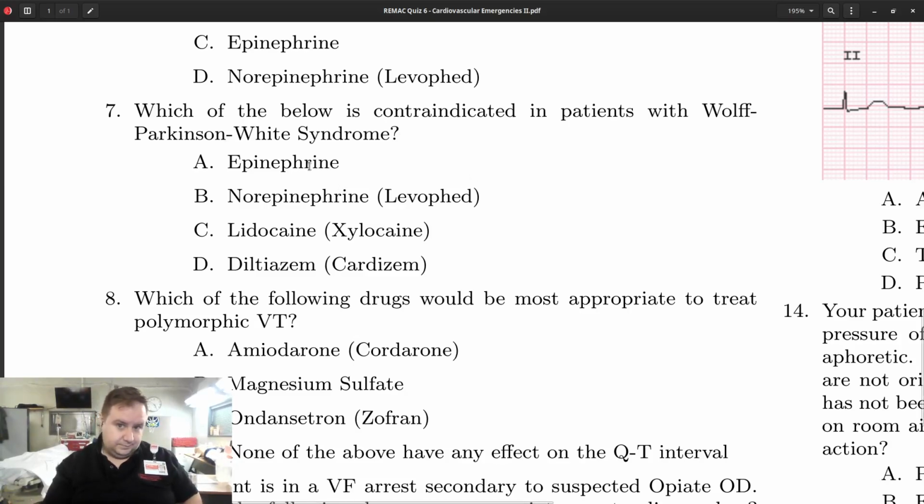Epi is not. Norepi is not. Lidocaine is a sodium channel blocker, not a calcium channel blocker. But, diltiazem is a calcium channel blocker, and it turns out that is the correct answer.